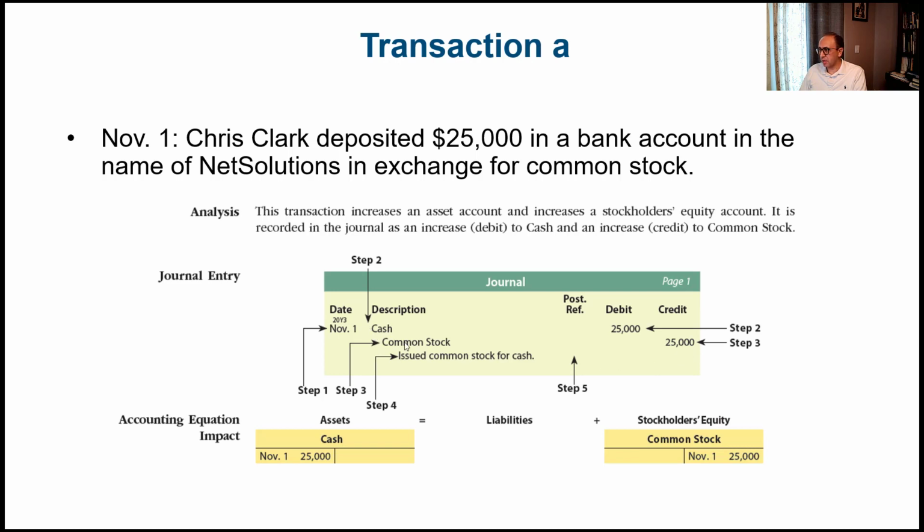In this case, we have cash and common stock. So cash is an asset. Common stock is a stockholder's equity. Cash increased by $25,000. Common stock, which is under stockholders' equity, increased on the credit side by the same value. And that's how we present it. And then we write in step number 4 just a brief note saying issued common stock for cash. The post reference would be used later when we post to the next record we have in accounting, which is called the ledger, or the general ledger in this case.